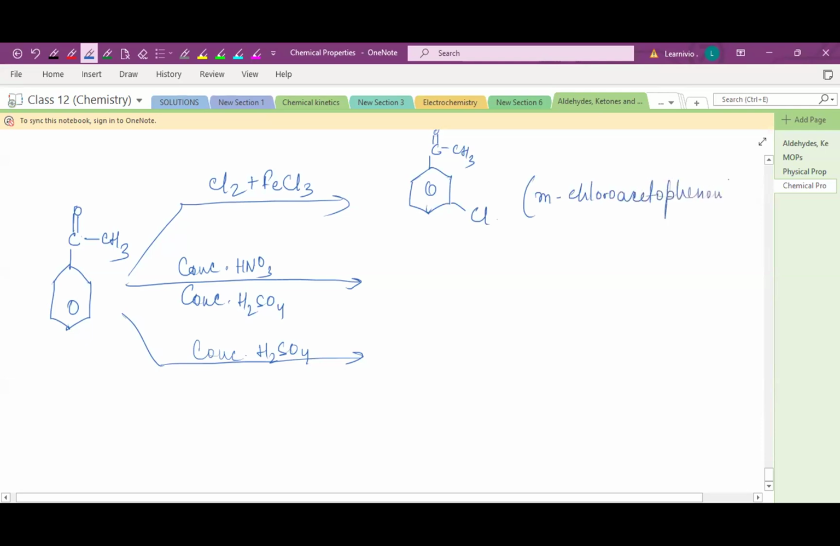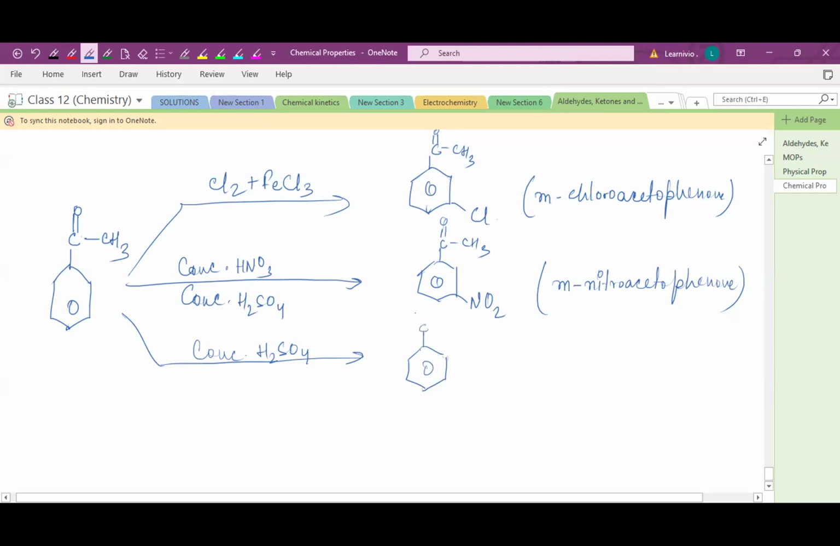What is the second one? Metanitroacetophenone. You will get meta nitroacetophenone. Okay, what is the third one? Meta-acetyl benzene sulfonic acid. Yes.